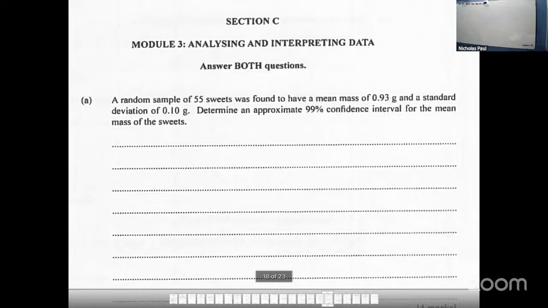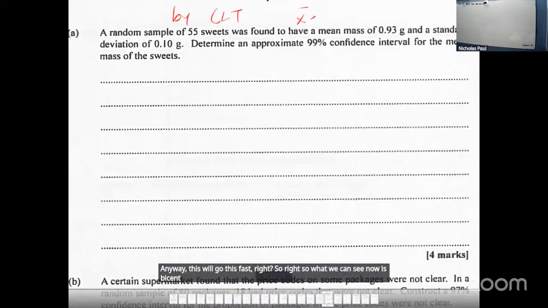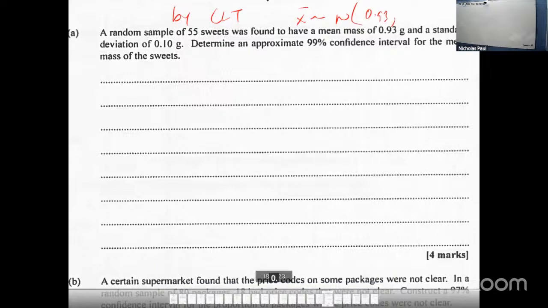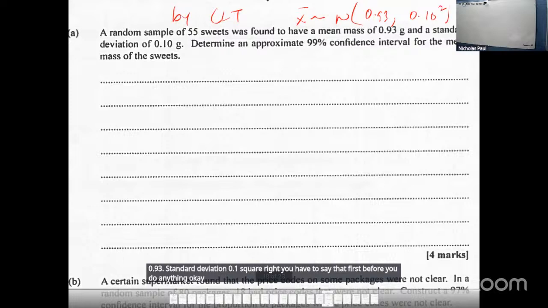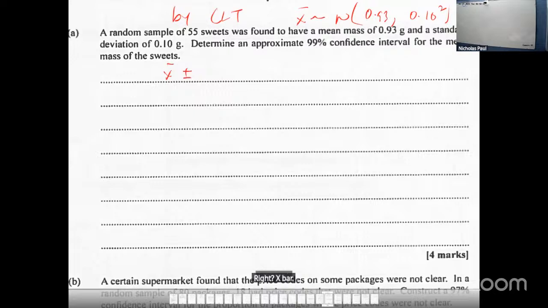Alright, anyway, let's work this out fast. So what we can see now is by the central limit theorem, X bar follows a normal distribution with mean 0.93 and standard deviation 0.1 squared. You have to state that first before you do anything. Okay, now you can use the formula: X bar plus and minus z times sigma over root n. What's the value you all got for 99%?